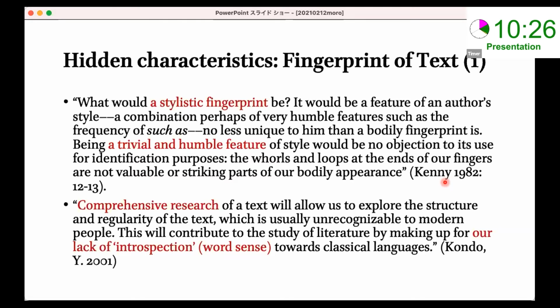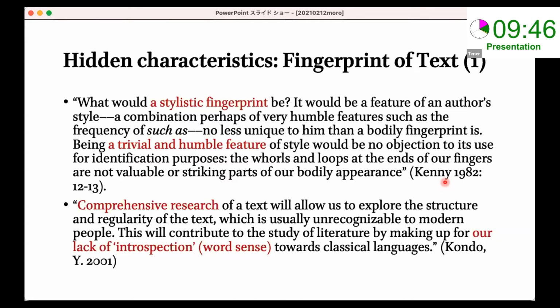What would a stylistic fingerprint be? It would be a feature of an author's style, a combination perhaps of very humble features, such as the frequency of "such as", no less unique to him or her than a bodily fingerprint is. Being a trivial or humble feature of style would be no objection to its use for identification purposes. The whorls and loops at the ends of our fingers are not variable or striking parts of our bodily appearance.